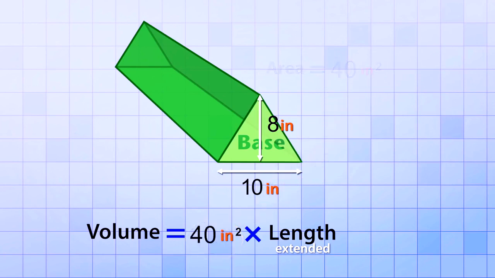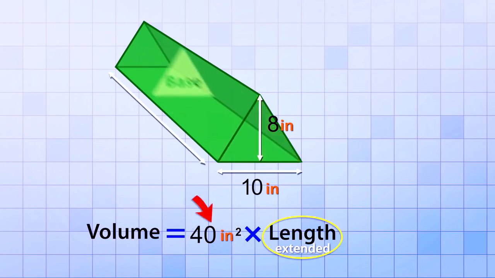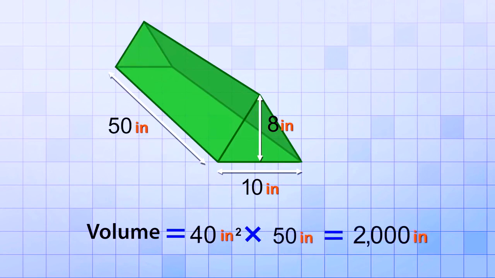Now all we have to do to find the volume is to multiply that area by the length that it was extended. We're told that the length is 50 inches, so we multiply 40 inches squared by 50 inches and we get 2,000 inches cubed. That's the volume of this prism.